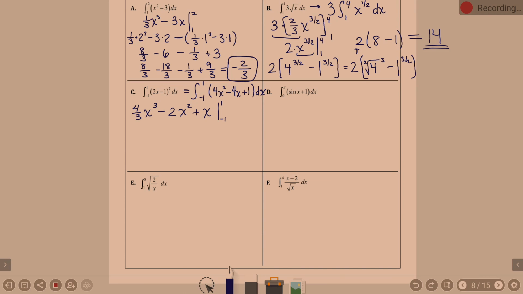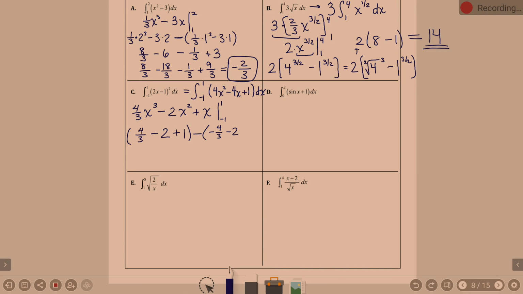Okay. I'm going to plug in now. I'm plugging in 1. 1's an easy number to plug in. 4/3 times 1 cubed is 4/3. Minus 2 times 1 squared is 2. Plus 1. There's my first piece. Then we're going to subtract. I'm going to start the new parentheses. 4/3 times negative 1 cubed. Negative 4/3 minus 2 times negative 1 squared.